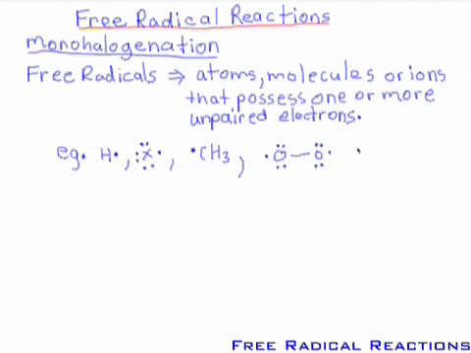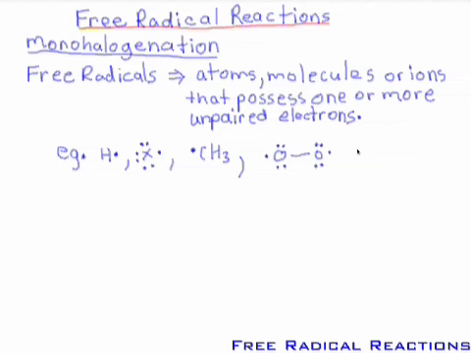In this scribblecast lecture, we're shifting gears and leaving behind the heterolytic cleavage reactions of SN1, SN2, E1, and E2. We're going to look at homolytic cleavage and consider free radical reactions. First, we're going to take a look at monohalogenation.